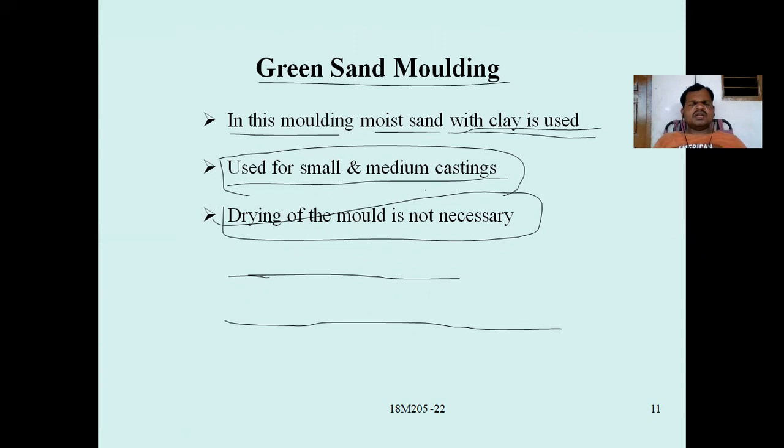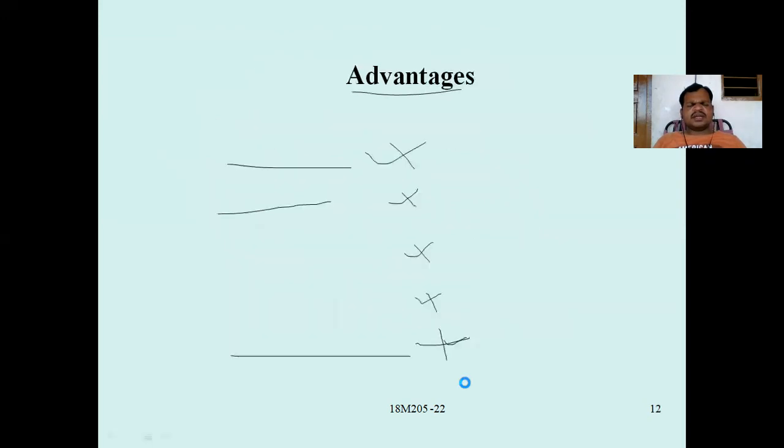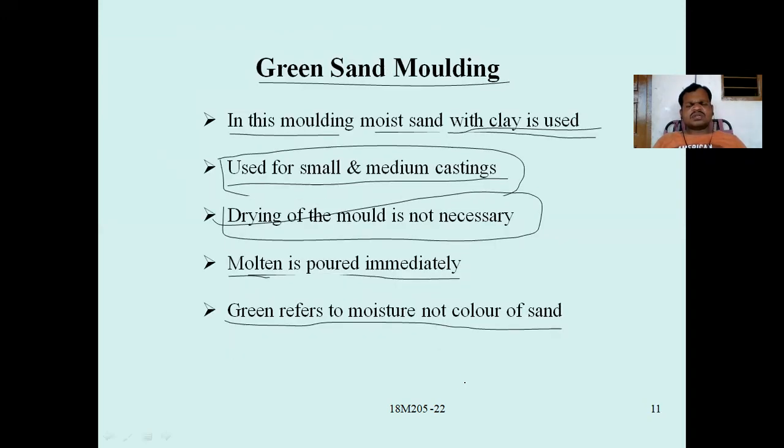In green sand molding, moist sand with clay is used for small and medium castings. Drying of the mold is not necessary, and molten metal is poured immediately. Green refers to moisture, not the color of the sand. That is the main point: green does not refer to the color of the sand, it refers to the moisture in the sand.